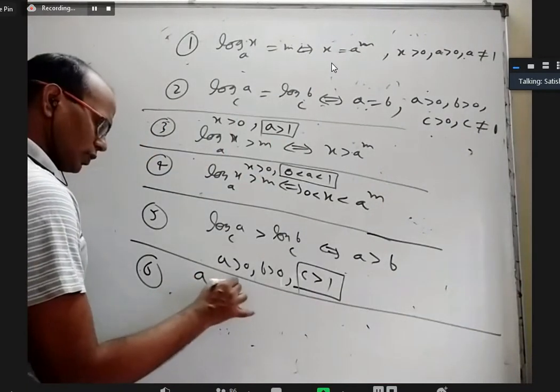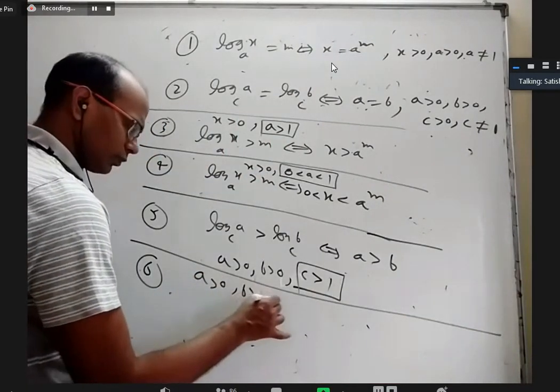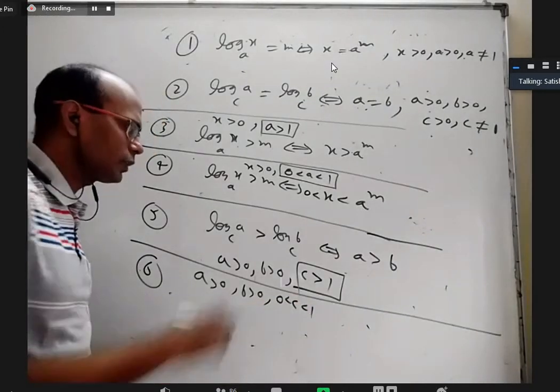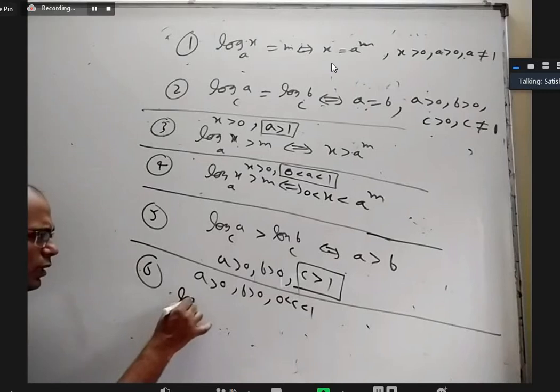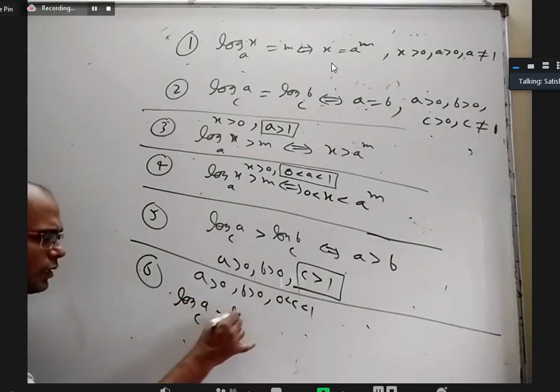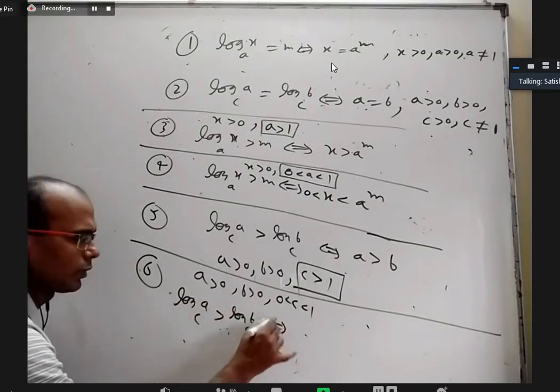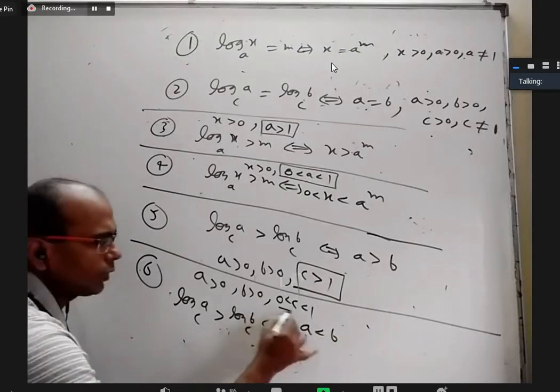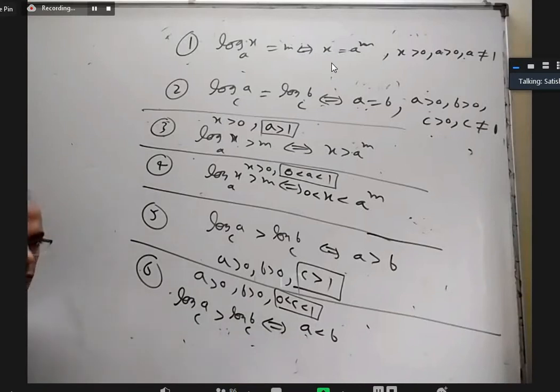What if a positive, b positive, but c is between 0 and 1? Then this inequality reverses. Log a base c is greater than log b base c, double implies a less than b. So in this interval, inequality changes.